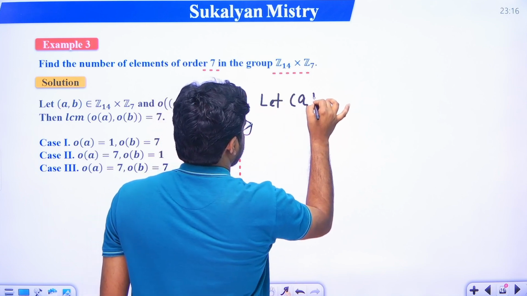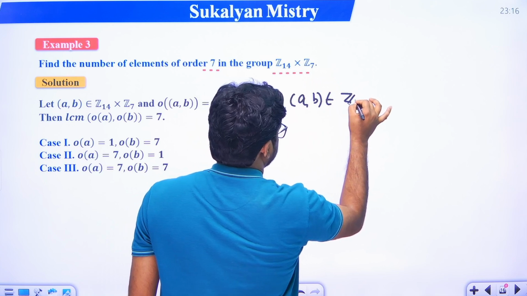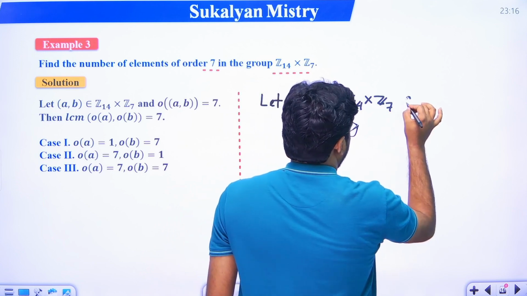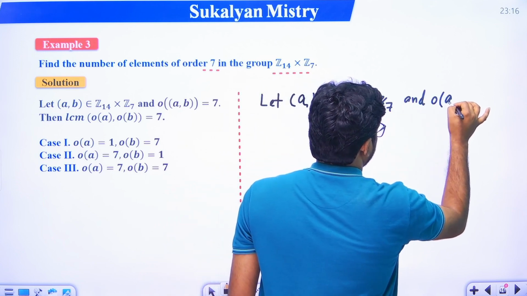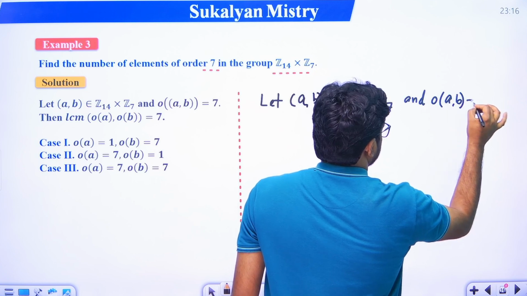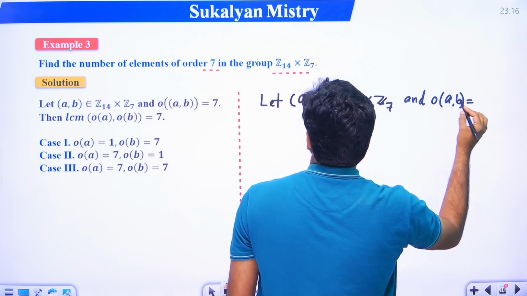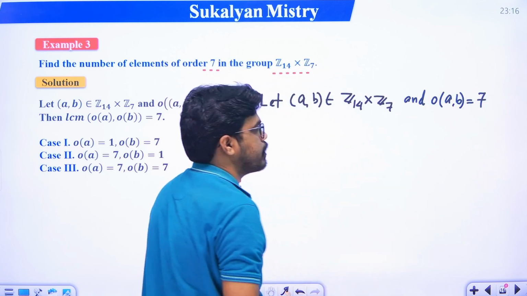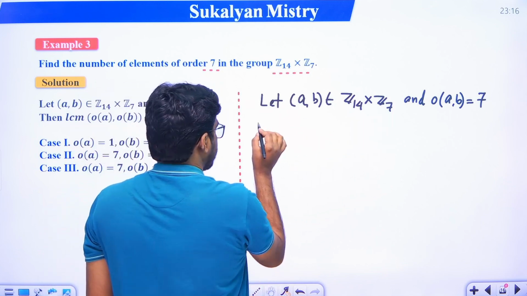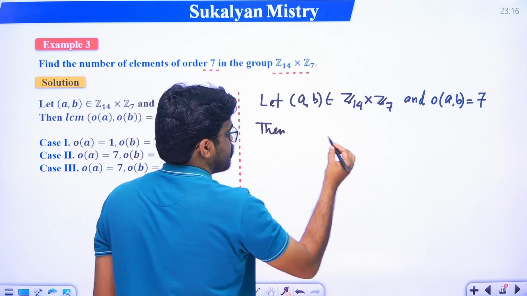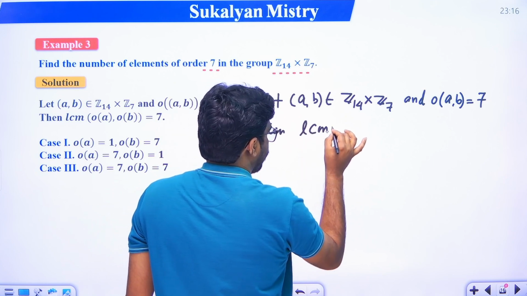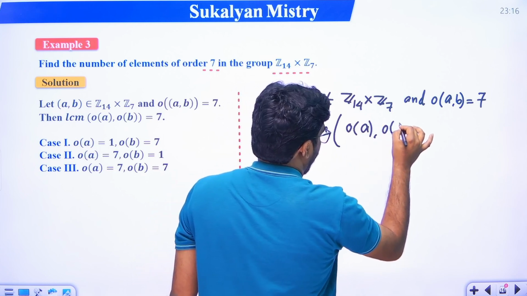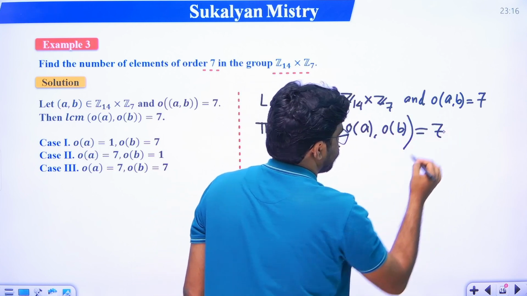So let A comma B belong to Z14 cross Z7, and we have to find the number of elements of order 7, so order of AB is equal to 7. Then how to find order of AB? That means LCM of order of A and order of B, so this is equal to 7.